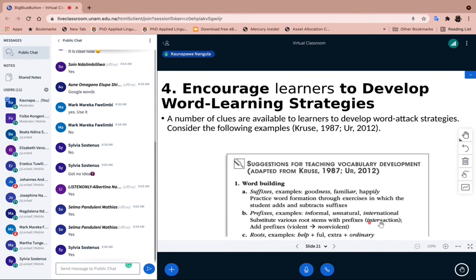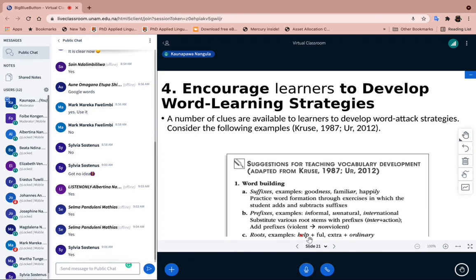So substitute various root stems with a prefix. So we've got inter plus action, interaction, and then add a prefix to violent, non-violent. So you can do activities like this to help them practice building their vocabulary. And then we have got roots. So examples, we have got helpful, extraordinary.